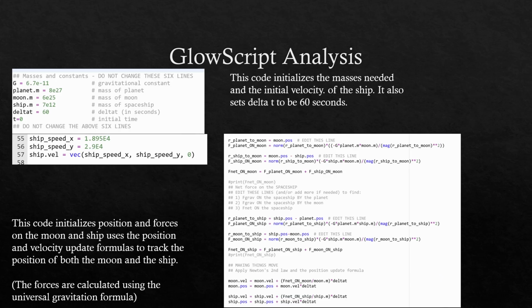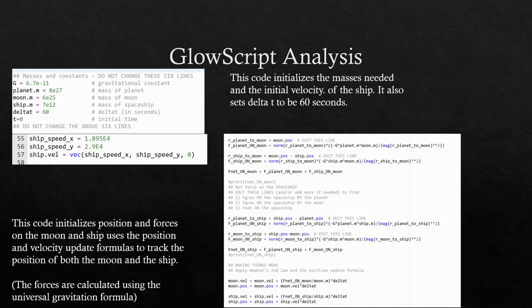GlowScript analysis for part 2. The top code initializes the masses needed and the initial velocity of the ship. It also sets delta t to be 60 seconds. The initial velocity of the ship was 1.895 times 10 to the 4th for the x component and 2.9 times 10 to the 4th for the y component in meters per second.